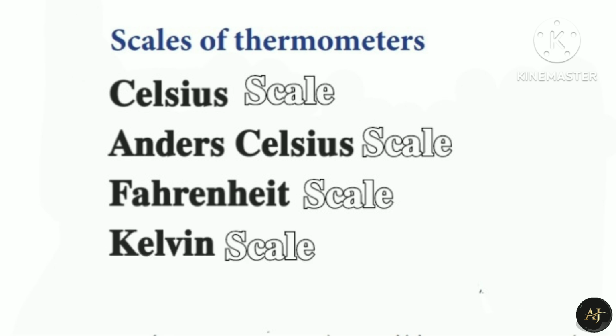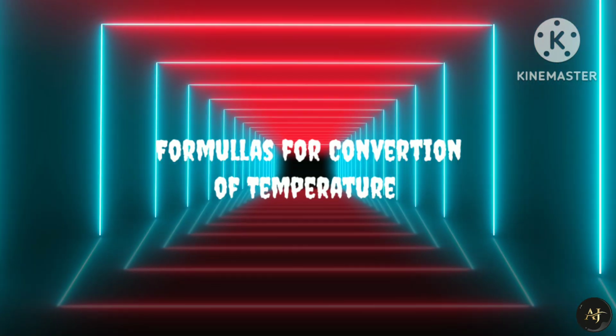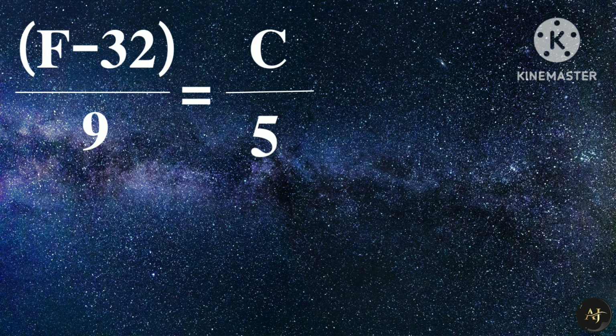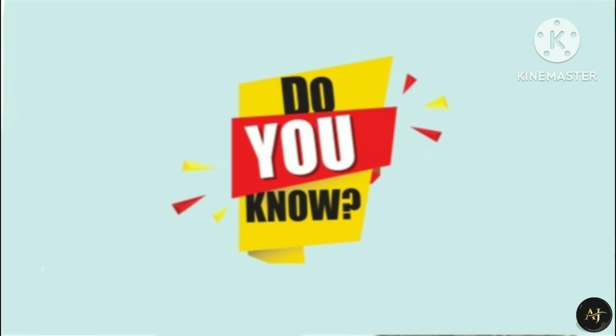Kelvin scale. Kelvin is named after Lord Kelvin. It is the SI unit of measuring temperature and is written as K. It is also known as the absolute scale, as it starts from absolute zero temperature. Temperature in the Celsius scale can be easily converted to the Fahrenheit and Kelvin scales. Formulas for conversion of temperature: (F minus 32) by 9 is equal to C by 5. K is equal to 273.15 plus C.